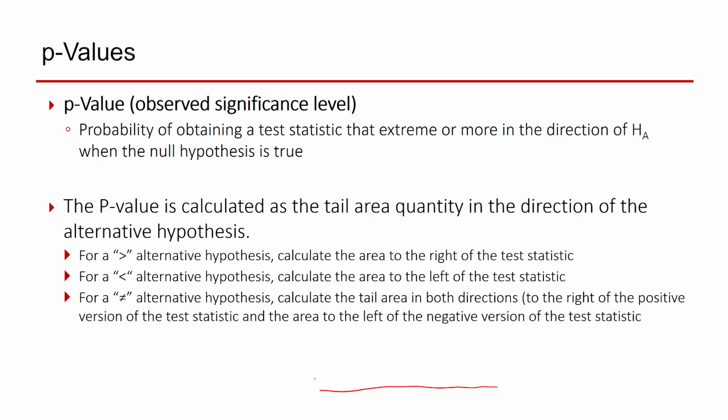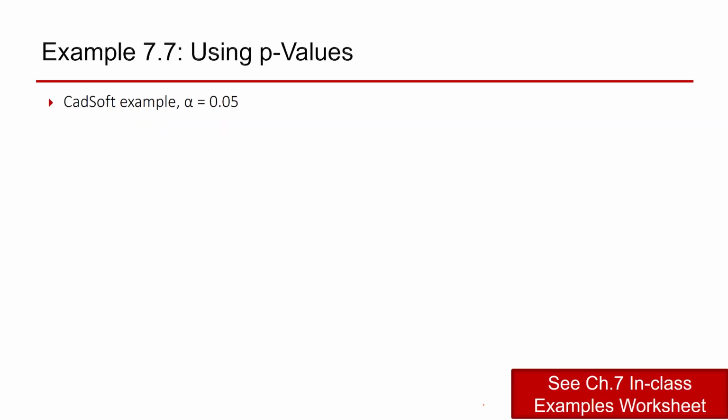Now, the way that you'll get the p-value in that situation is you'll do the positive version of the test statistic and the negative version of the test statistic, and you'll calculate the area to the right of the positive version of the test statistic and the area to the left of the negative version of the test statistic. All right, so that's how we'll do that.